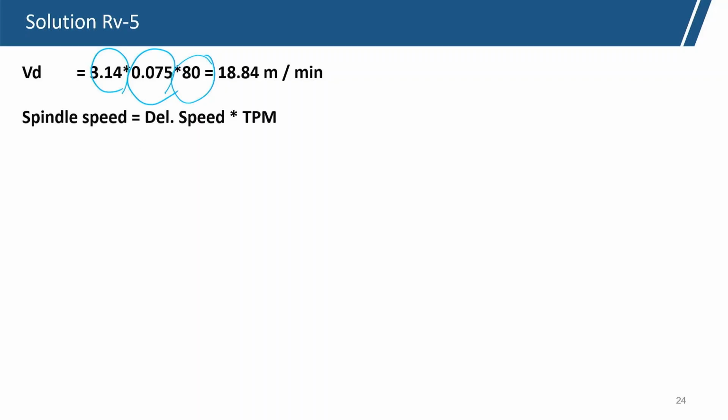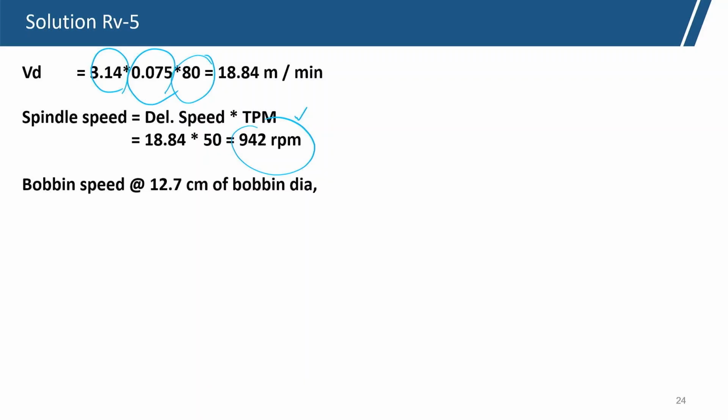and the spindle speed equals the delivery speed multiplied by twist per meter. We know this from the relationship of twist per meter. The twist per meter is given, and from there we can calculate the spindle speed. So, 18.84 multiplied by 50 is approximately 942 rpm, that is the spindle speed we have got.